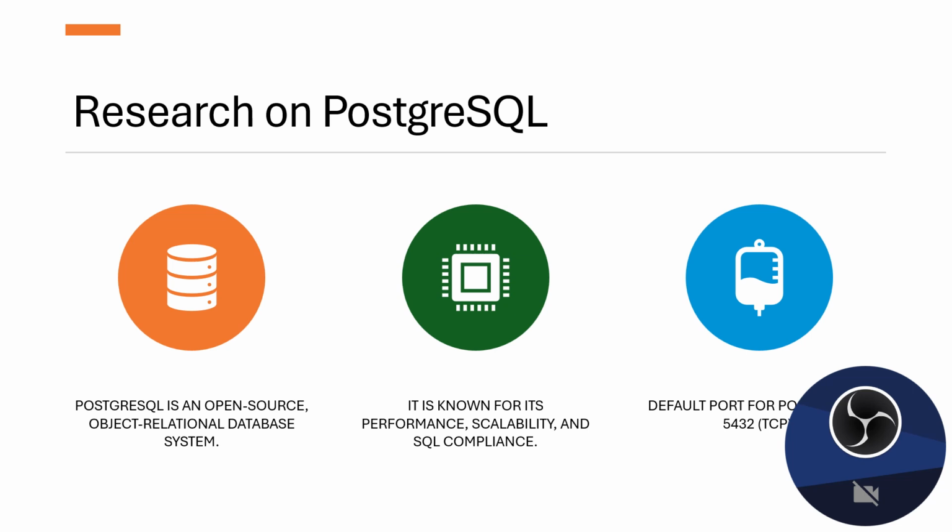So first, our research on PostgreSQL. PostgreSQL is an open source object relational database system. It is known for its performance, scalability, and SQL compliance, and its default port number is TCP port 5432. In addition, PostgreSQL has robust data management features and its compliance with the SQL standards. This makes it an excellent choice for handling critical data applications.